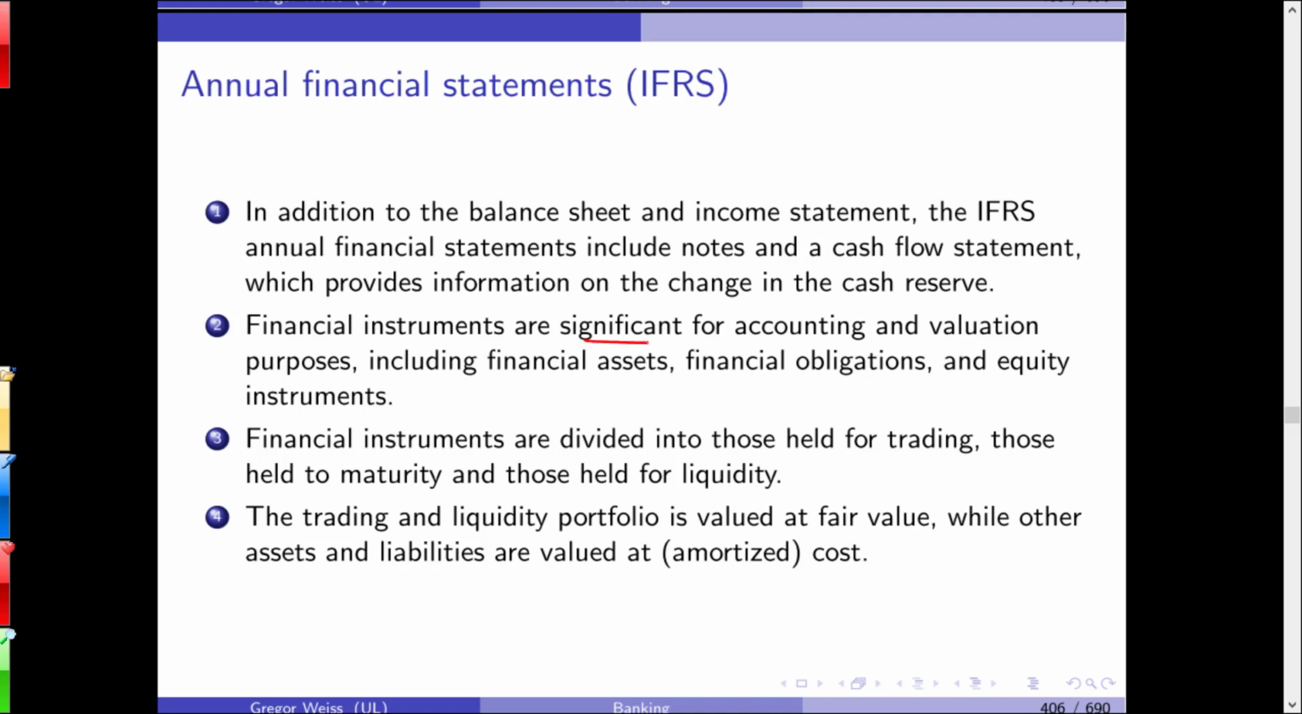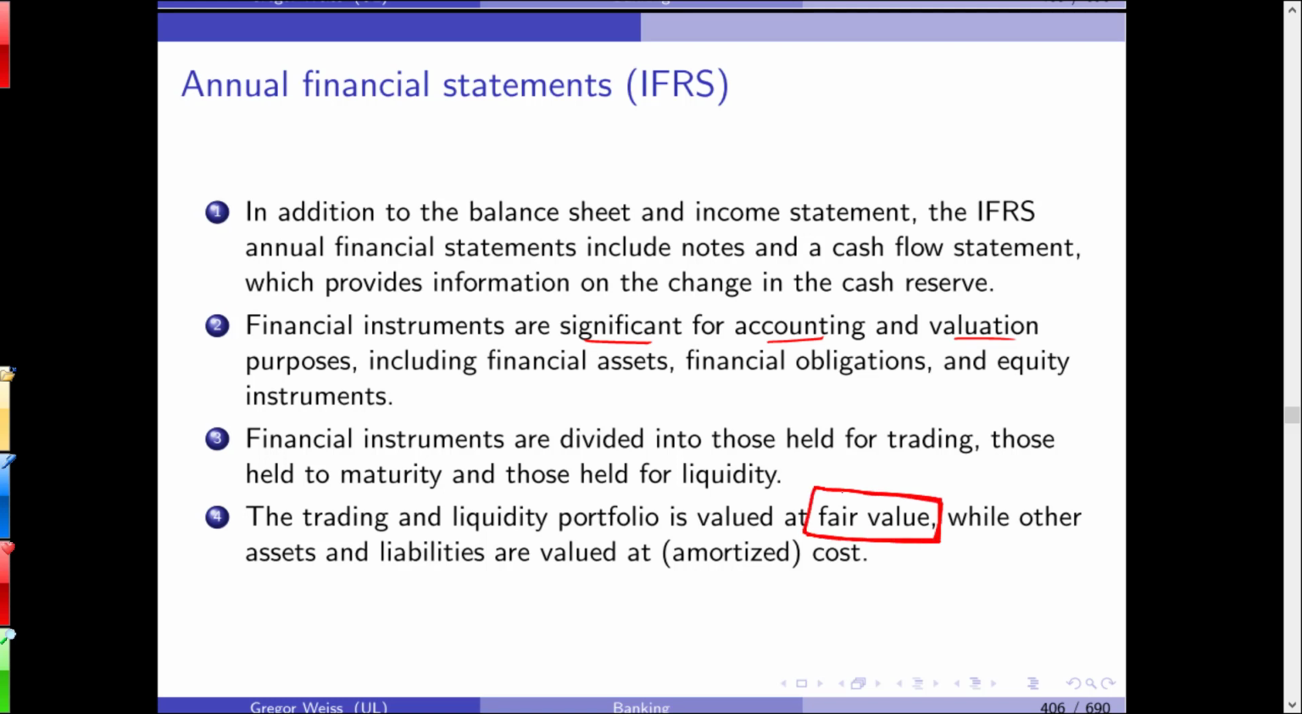Financial instruments are significant for accounting and valuation purposes, including financial assets, obligations, and equity instruments. Financial instruments are divided into those held for trading, those held to maturity, and those held for liquidity. And the trading and liquidity portfolio is valued at fair value, while other assets and liabilities are valued at amortized costs. Now, what does this mean?